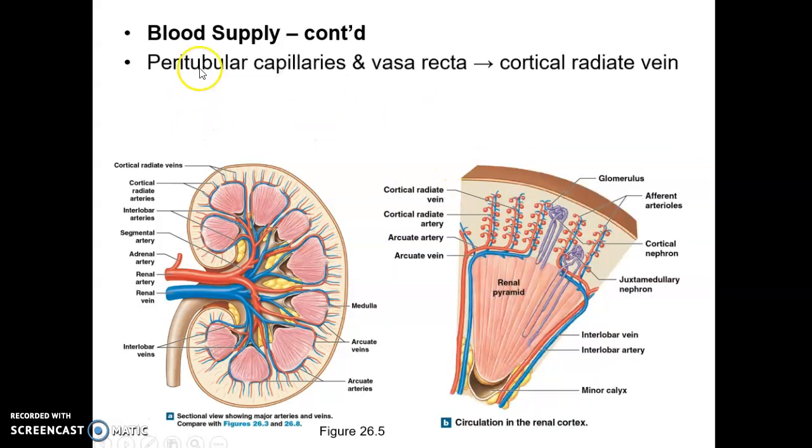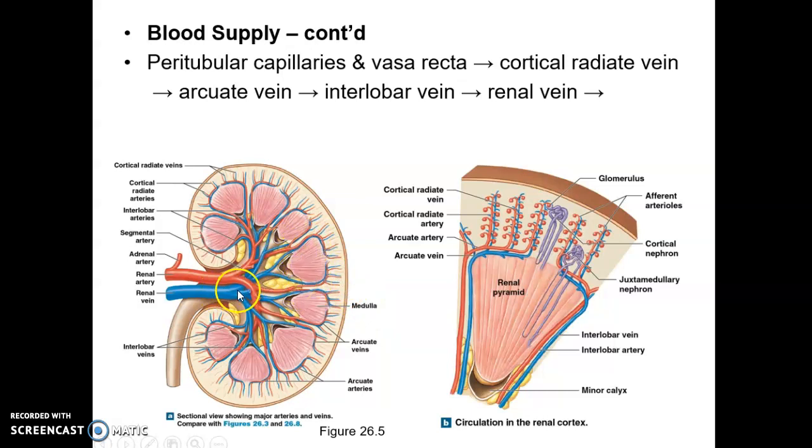Okay, so then here we go, the peritubular capillaries and the vasa recta lead to the cortical radiate vein, which is in blue here. And we'll look at these in more detail soon enough. Cortical radiate vein, then the arcuate vein or veins, interlobar veins, which then would be over here in blue, and then they all merge into one renal vein exiting the kidney at the hilum or hilus.